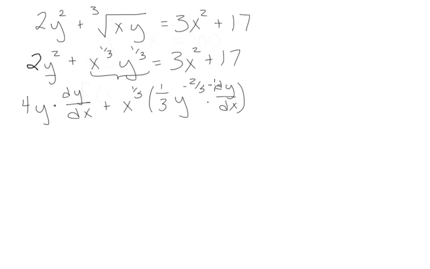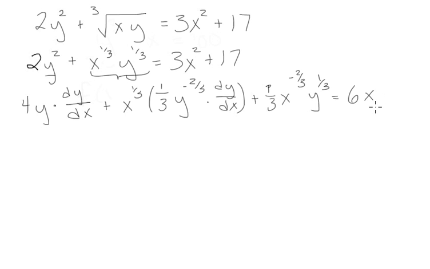And that's the first of the terms for the product rule, plus 1/3 x to the negative 2/3 times y to the 1/3 equals, on the other side of the equal sign, it's very straightforward. Bring down the 2, I get 6x. The derivative of 17, of course, is 0.